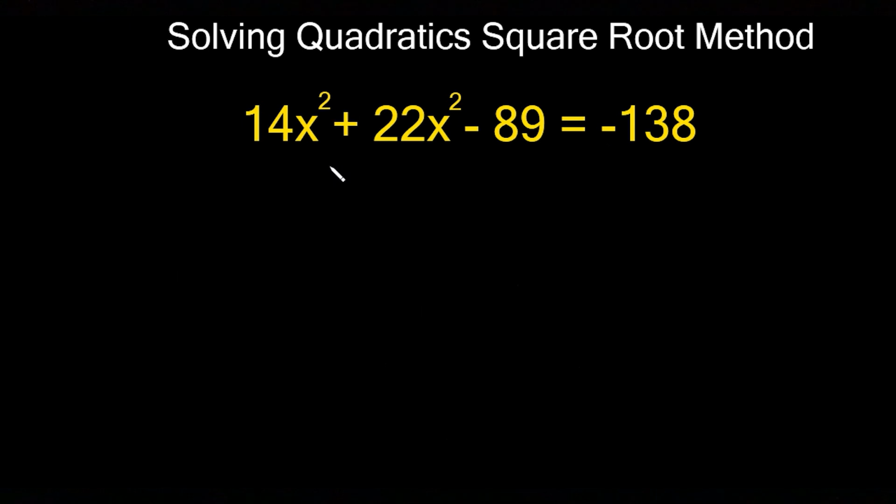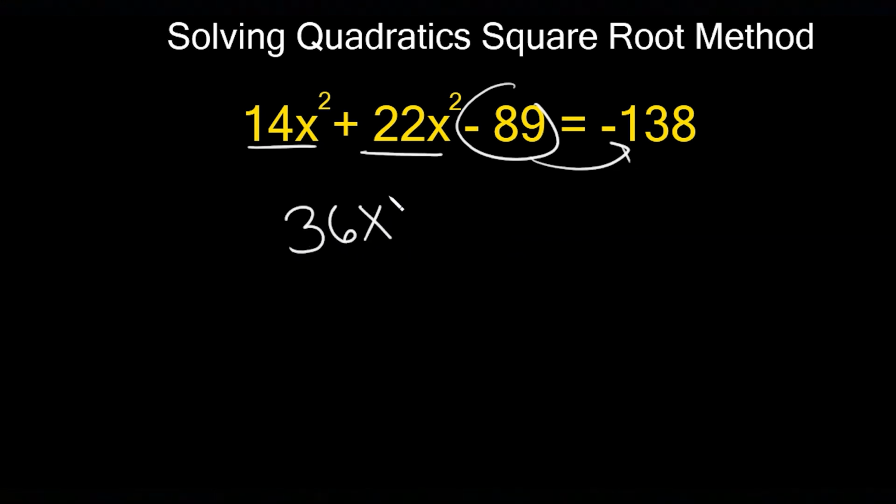So here's my next example, and this one's a little bit different because I have like terms here that I can combine, and then I have to take this negative 89 and move it over to the right-hand side, okay? So first, I'm going to combine those like terms. When you do that, you get positive 36x squared. So I'm going to write positive 36x squared. This will be equal to negative 49, because if I do negative 138 plus 89, that will give me negative 49. So I'm going to put here negative 49.